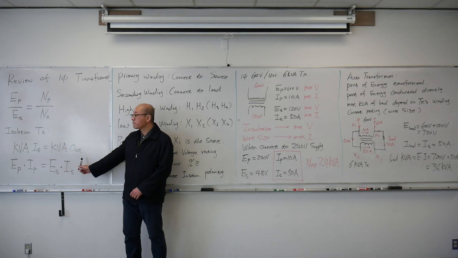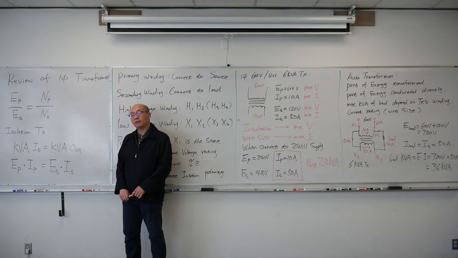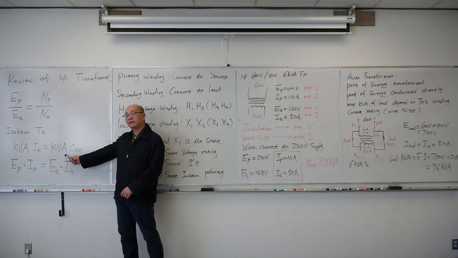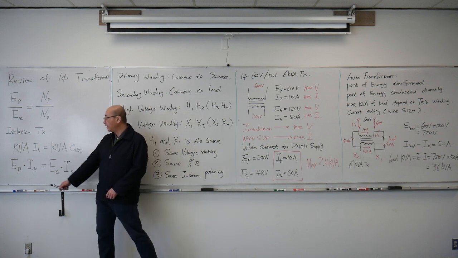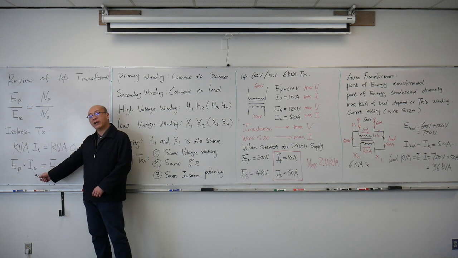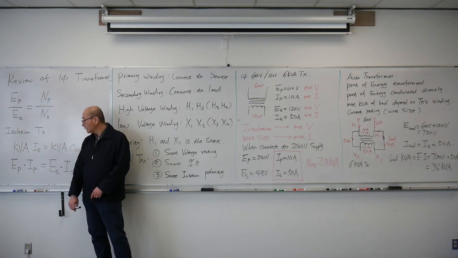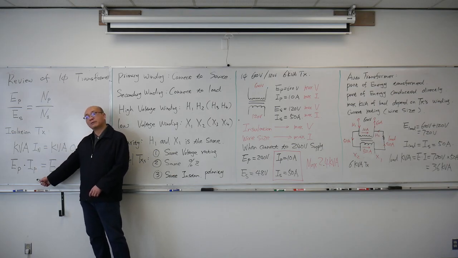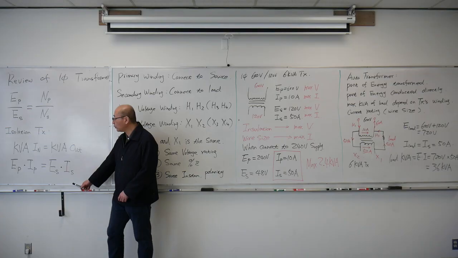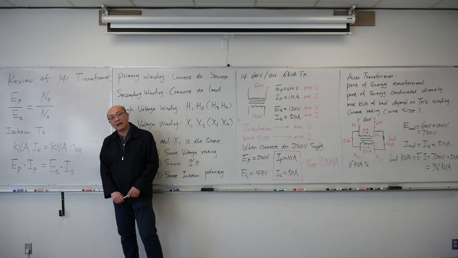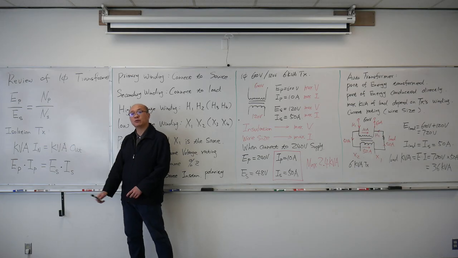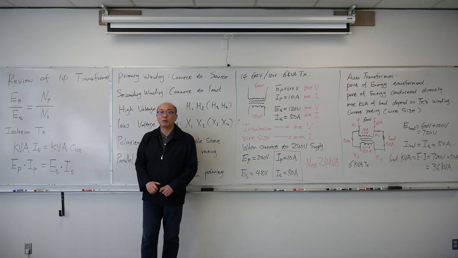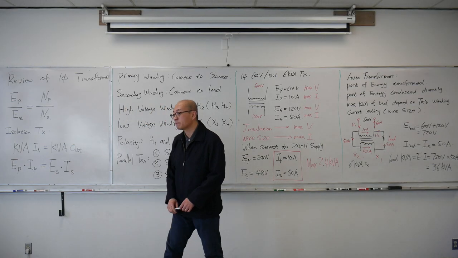The second one, for an isolation transformer, the kVA in must equal the kVA out. The kVA we calculate in single phase is volts times amps. So your primary voltage times primary current will equal the secondary voltage times secondary current. These are two very basic rules you have to know when you're dealing with a single-phase transformer.